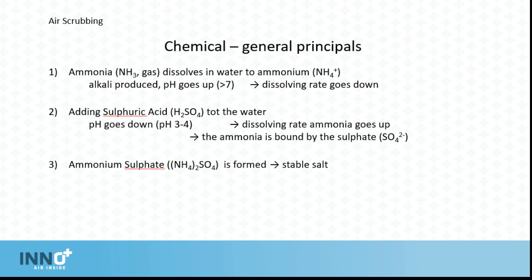So what we do in the chemical process is we add sulfuric acid to the water. It will lower the pH, usually to 3 or 4 in normal systems for pig or poultry houses. Two things will happen here. The pH goes down, so more ammonia will dissolve in the water. And also the ammonia is bound by the sulfate. So this results in ammonium sulfate, as you can see below, which is a stable salt, so it will remain in the solution, and it can also be used as a fertilizer.